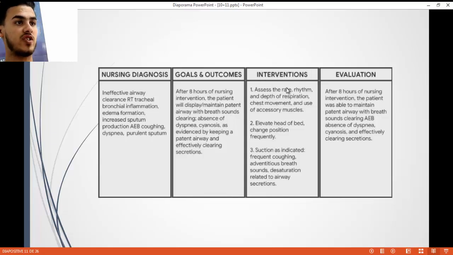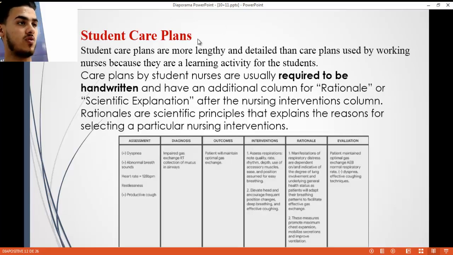We have also the interventions, as you see here in the example, the role of the nurse: assess the rate, rhythm and depth of respiration, taking, for example, the heartbeats. Then you have evaluation. After 8 hours of nursing intervention, the patient was able to maintain the airway with breath. So here, the evaluation tells us a little bit about the result. There is another type, or there is a difference between a professional care plan and a student care plan. In your case, as you are still studying, you need to see what a student care plan is.